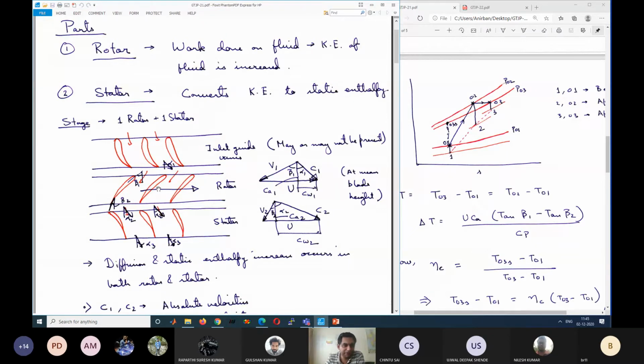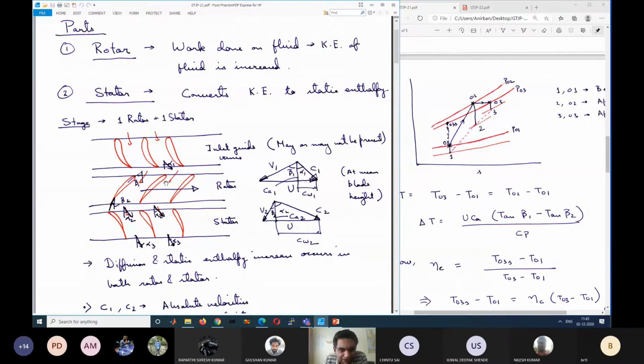So from the reference point of the rotor, the moving reference point, the inlet kinetic energy is half v1 square and the outlet kinetic energy is half v2 square. This difference gives rise to the static temperature. So T2 minus T1 is half V1 square minus half V2 square. Or, T1 plus V1 square by 2 Cp is equal to T2 plus V2 square by 2 Cp.